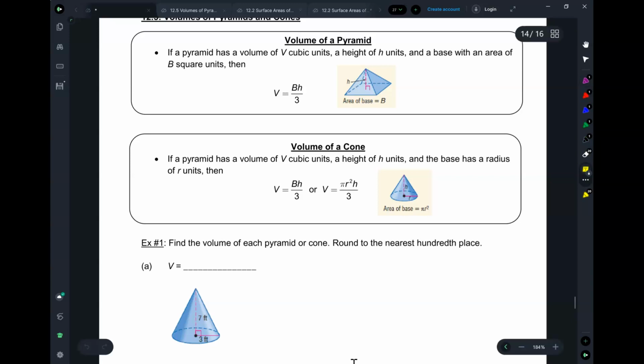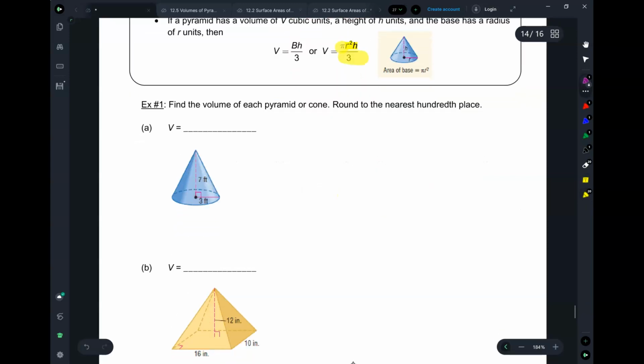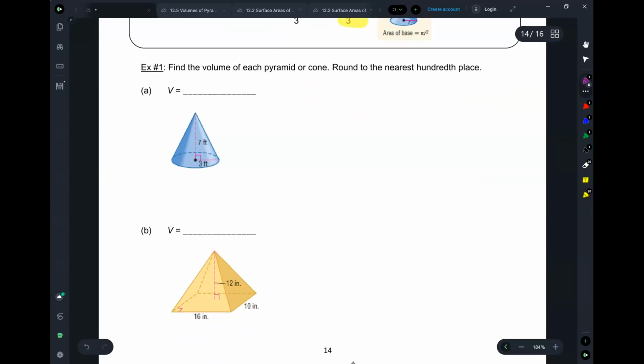So for a pyramid, the volume, right, we're going to do base area times height, just like for the prism, and then divide by 3. And for the cone, it's exactly the same thing, but this time with the cylinder. So you're going to do the pi r squared h, just like we did before, divided by 3. Okay? All right. So let's go ahead and do this one.